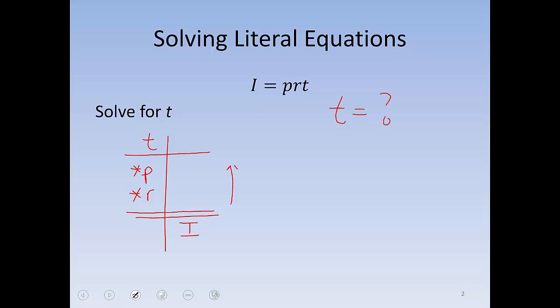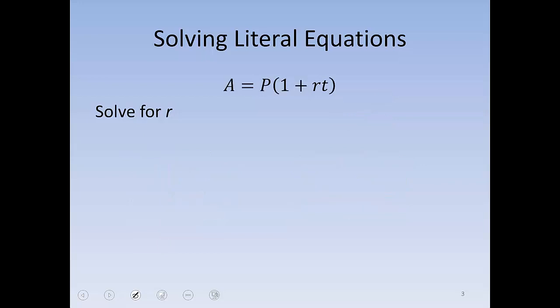So if I need to undo these operations, I'm going to have to divide by r, and I'm going to have to divide by p. So that means I'm going to take this I, divide it by r, and divide it by p. So t is going to equal I divided by r and p. And this would be the form of our literal equation when we solve for t. Take a moment and pause if you need to, and when you're ready you can unpause and try the next problem.